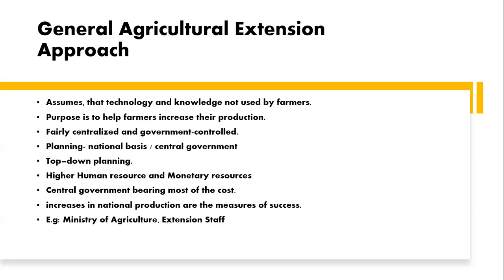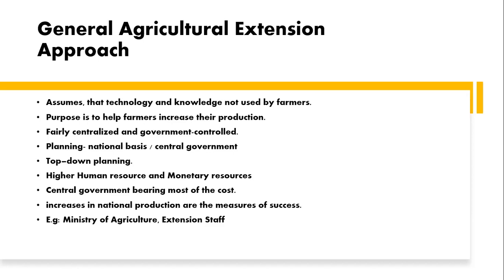The top-down planning actually requires a high level of human and monetary resources. A huge number of human resources are needed, such as the AIs, ARPs, and other people dealing with the extension activities, and always the monetary resources. The central government is always the one bearing the cost. The cost for the Department of Agriculture mainly goes to that extension activity. Otherwise, all the cost is covered via the central government.